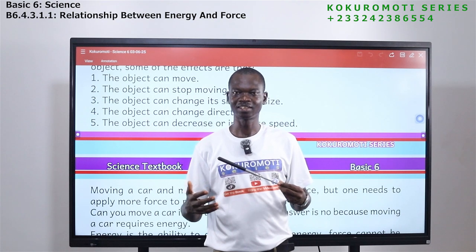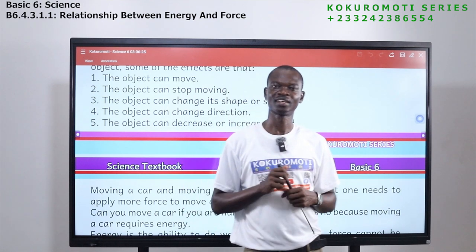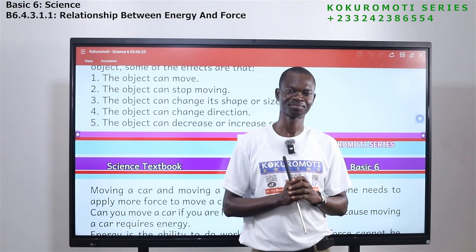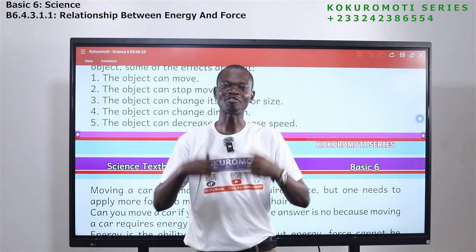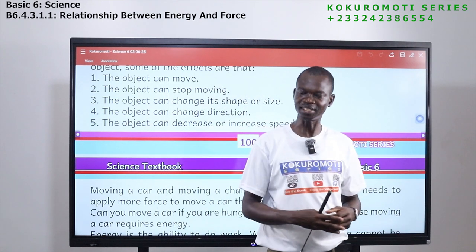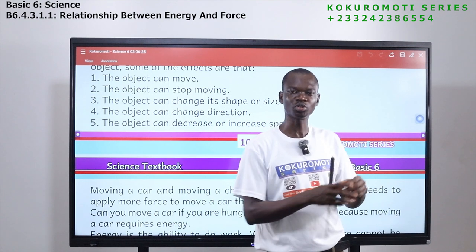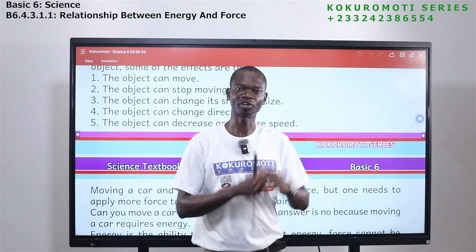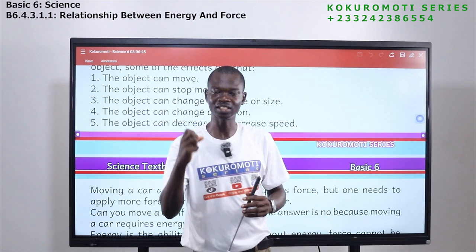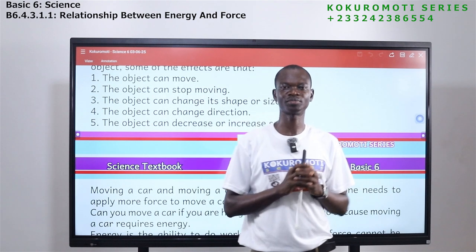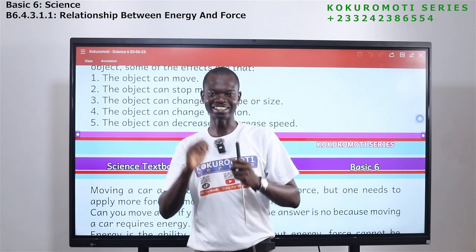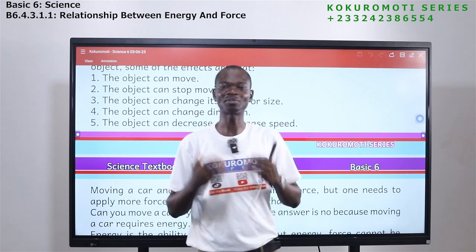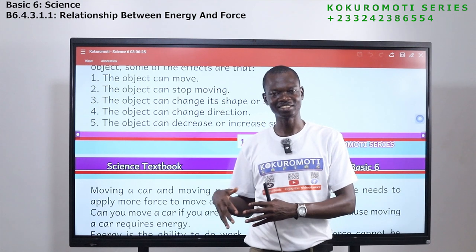And some of the effects are, the force can move an object. An object that is moving, the force can cause it to increase its speed. A moving object too, you can apply force to it, and then the force will reduce the speed, or decrease the speed. Force can change the shape or the size of an object. You should know that the direction of an object can also be changed by force. So these are some of the effects of force on an object.